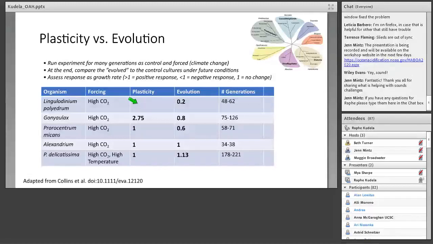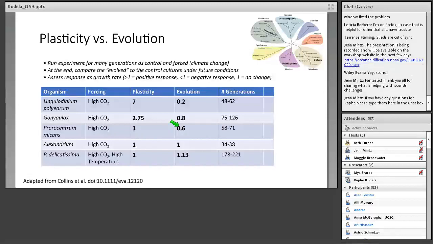But we can separate that out by saying, after many, many generations, we compare it again to the one that was adapted to growing at high CO2 versus the one that was not adapted to growing at high CO2, and we can get at how much evolution changed things. What we find is that for many organisms, even though there's a short-term positive response, there can be a long-term negative response. And so evolutionarily, they're actually less adaptive.